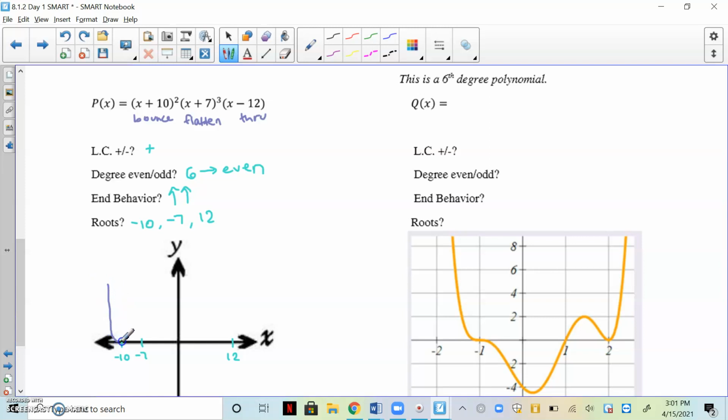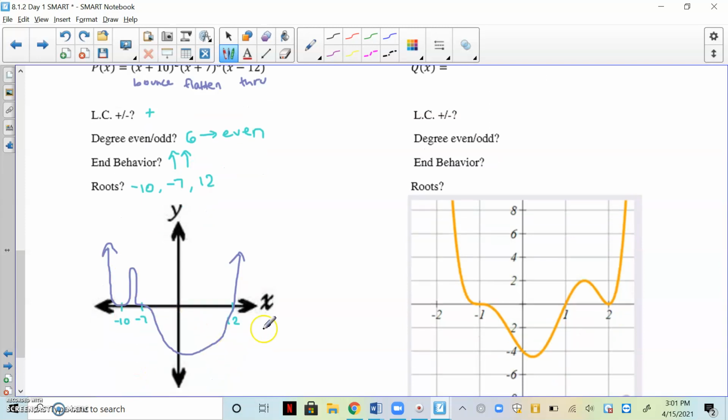So it comes down, bounces here, and then at 7, it does this flattening action. And then at 12, it just goes straight through. Okay, and that's about what our graph will look like here. It's not perfect, but it's a decent sketch.